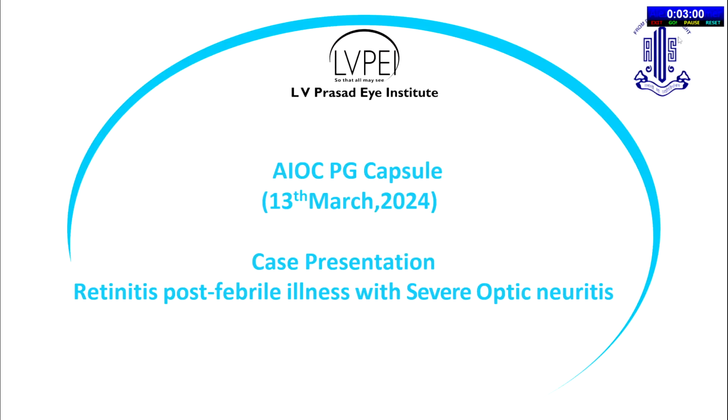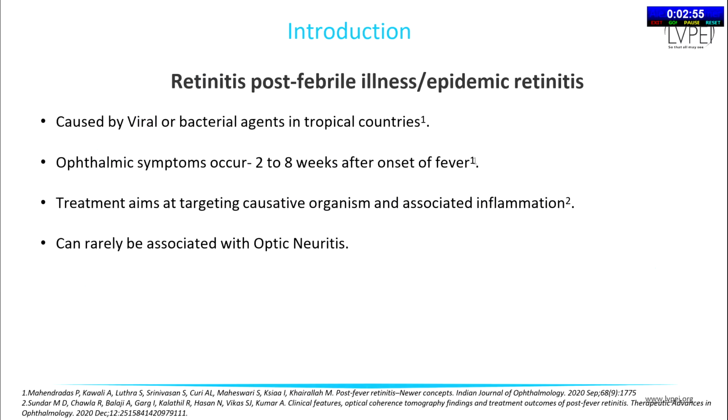So I would be discussing retinitis post-febrile illness with severe optic neuritis. What we already know is that post-febrile retinitis is very common in tropical countries like India, mainly caused by viral or bacterial agents, and it can rarely be associated with optic neuritis. However, the patient generally presents to the ophthalmic clinic 2 to 8 weeks after the onset of systemic symptoms.